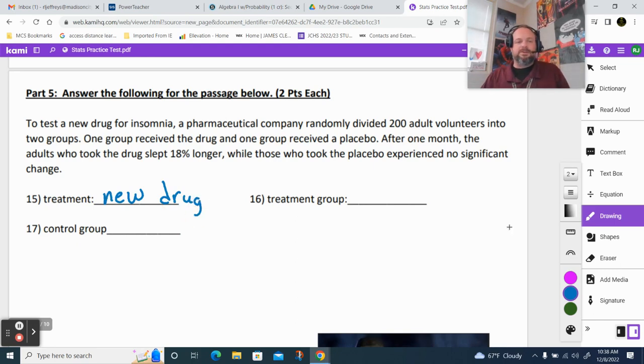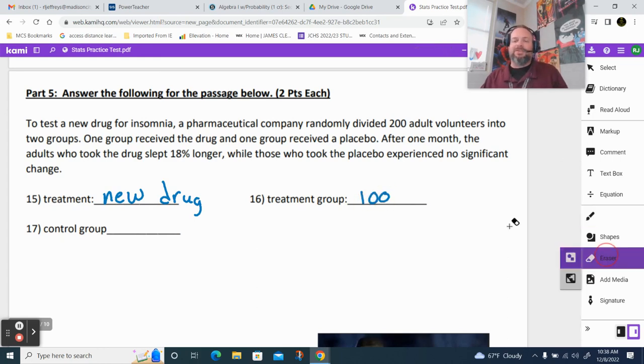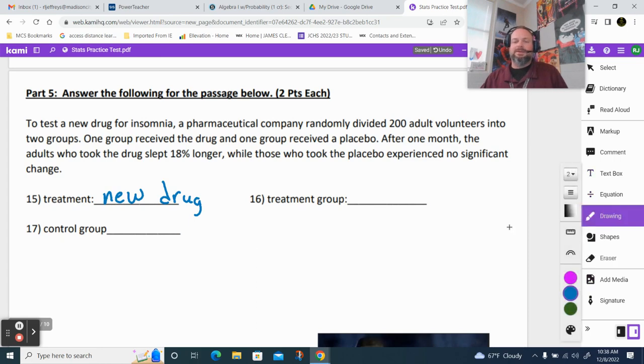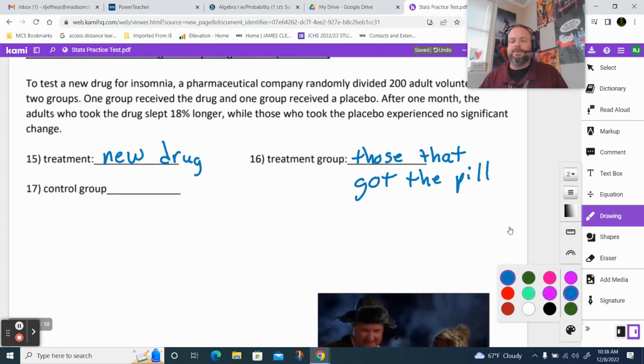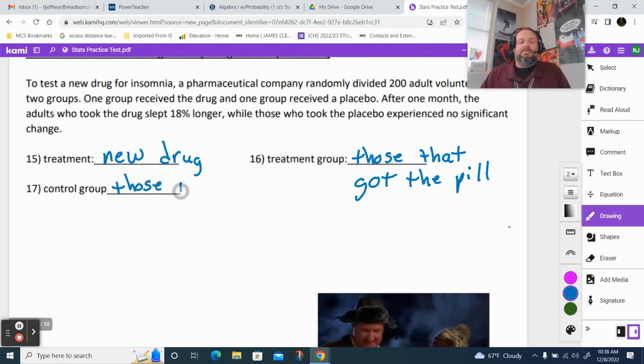Who is the treatment group? Well, you could say the half that got the pill are those that got the pill. Okay. Look, control group, those that didn't. Okay.